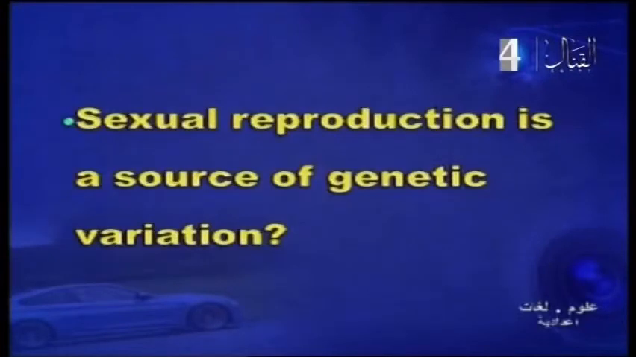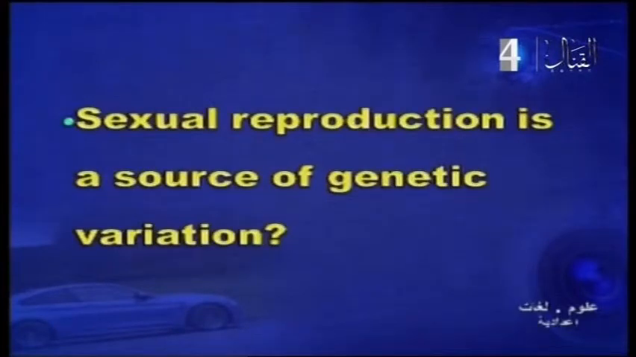Sexual reproduction is a source of genetic variation. We have two types of reproduction, sexual and asexual. Sexual includes two parents, and asexual reproduction, one parent only. In sexual reproduction, the offspring is produced from two parents, male and female, and combines genetic traits from two sources. So, why is sexual reproduction a source of genetic variation?